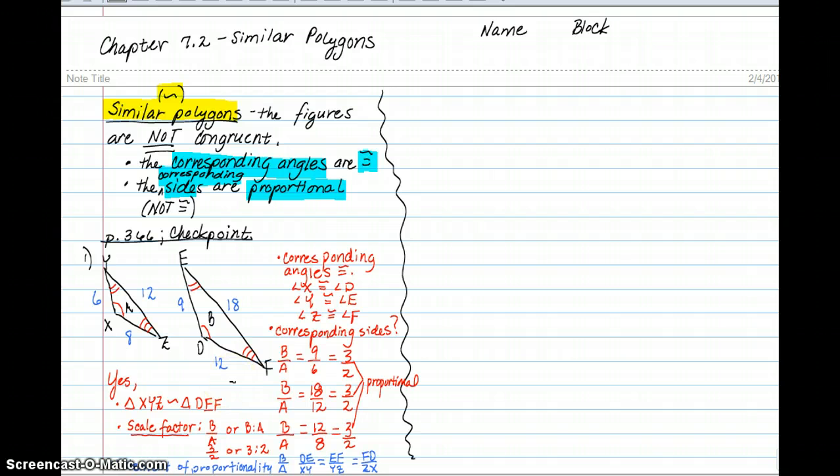Another thing we can do is make a statement of proportionality about those sides. Again, we're comparing B to A, so it's DE over XY equals EF over YZ equals FD over ZX or XZ. So again, that's a statement of proportionality.